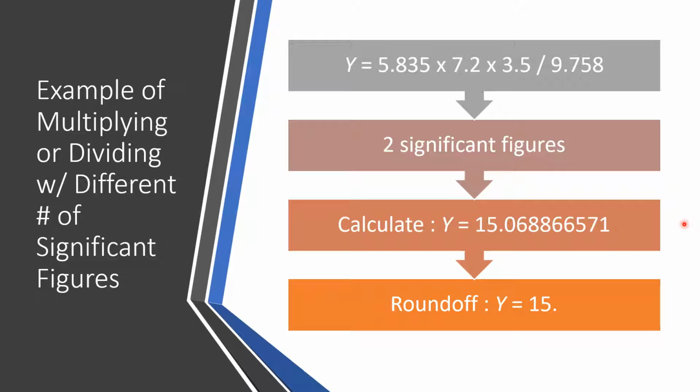Now we use a calculator and we come up with this number, 15.06886657, and probably we could add another 10 digits if our calculator would provide that. However, by our steps, we're going to use the minimum number of significant figures, in this case 2, and we're going to round off 15.06886657 to 15, because we look at the next digit. In other words, we take our 2 significant figures, and then we take the next one over. If it's from 0 to 4, then we leave it. If it were 5 or greater, 5 to 9, then this would become 16.